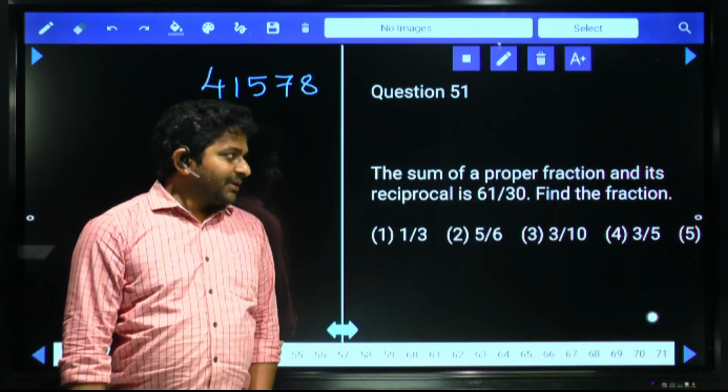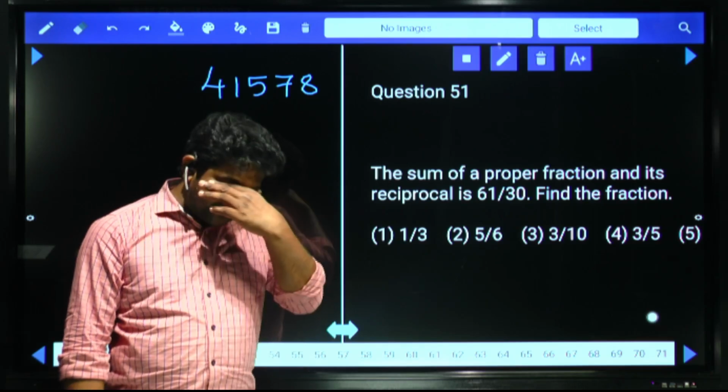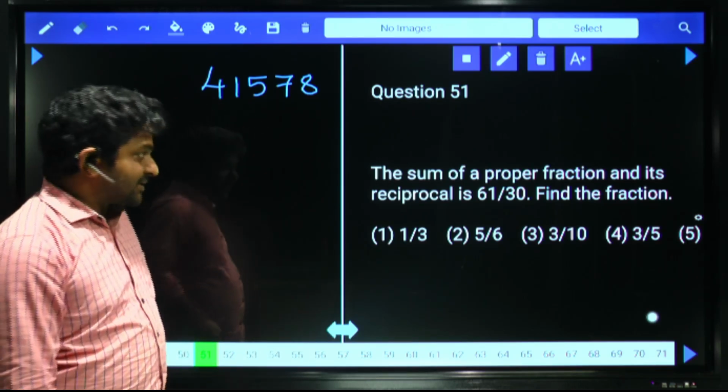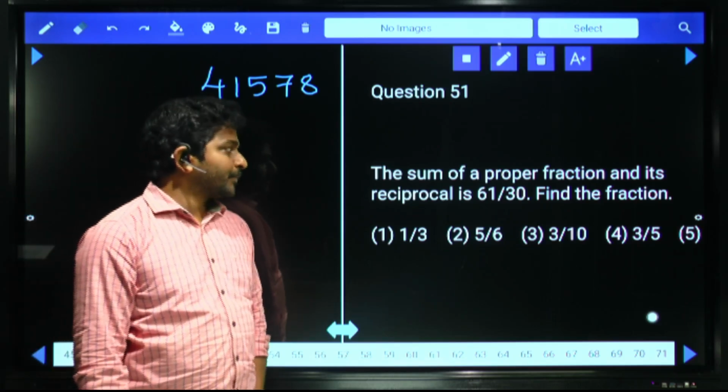Right, good evening, friends. This is SSC CHSL, paper number 41578. Let's start from question number 51.